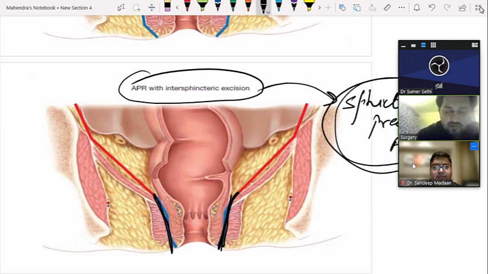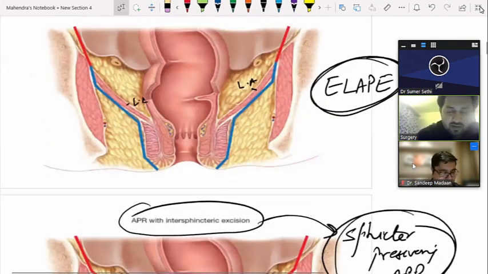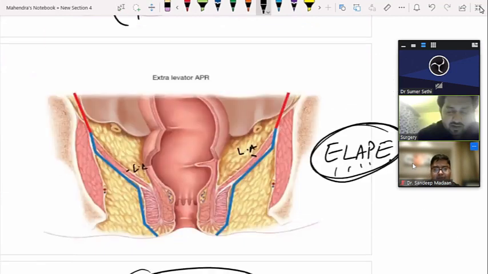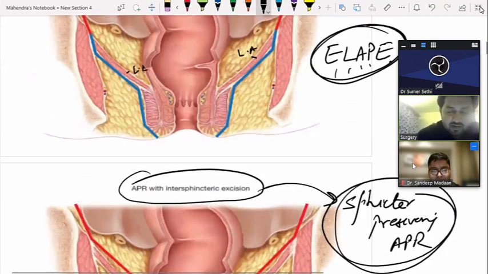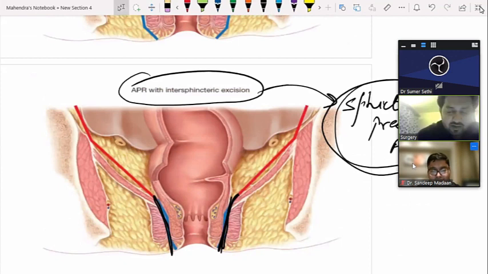You just need to know that there is something known as extralevator abdominoperineal excision, and something known as intersphincteric resection, where instead of removing both external and internal sphincter, you just remove the internal sphincter and preserve the external sphincter, and then you can bring the descending colon there, and the patient might become continent and can control his defecation. These are the things in rectal cancer surgery, in rectal cancer treatment.